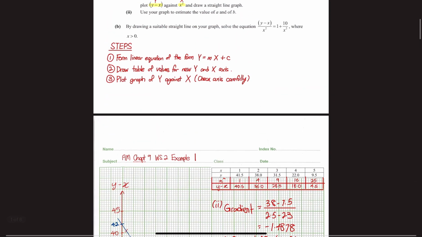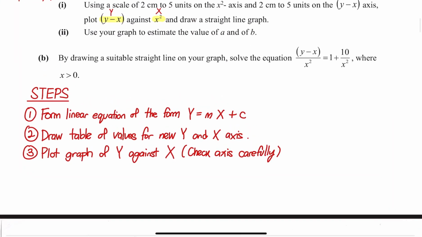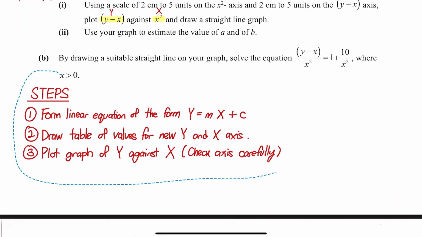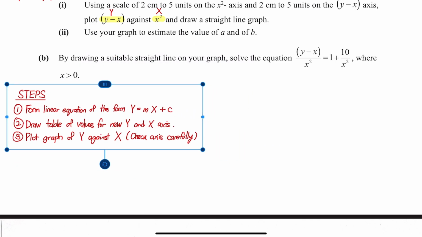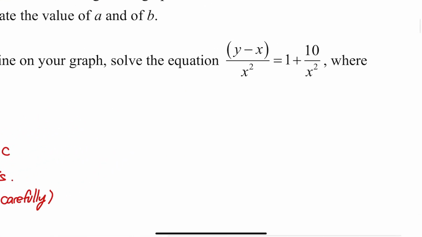B. By drawing a suitable straight line on your graph, solve the equation here. Okay, where x is more than 0 because they are fractions, so the denominator cannot be 0. How do I solve such questions? Okay, so very simply, even though it may look hard, we will do it step by step. I'm given this equation here.